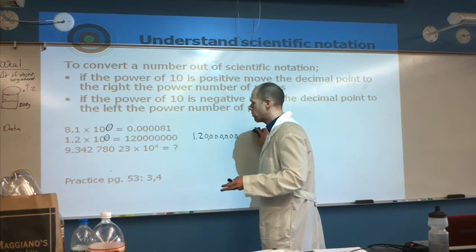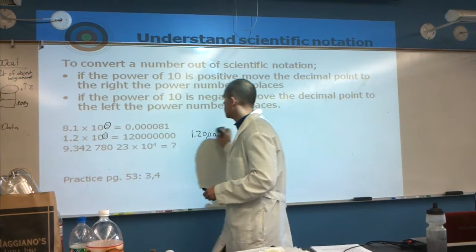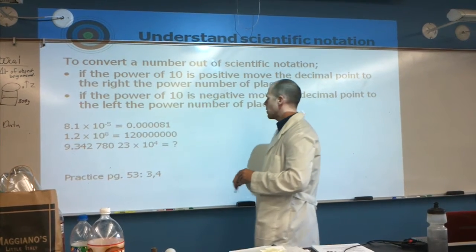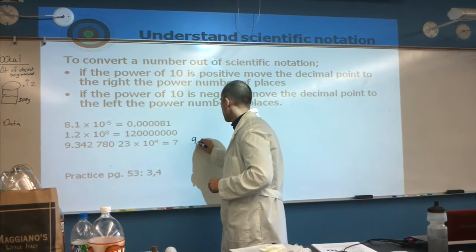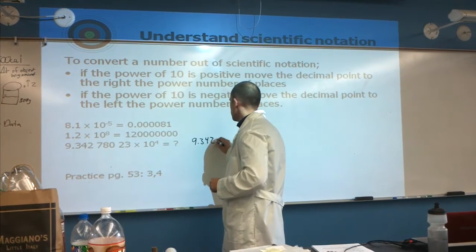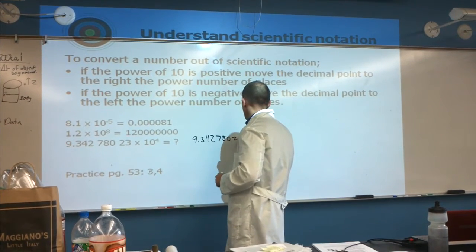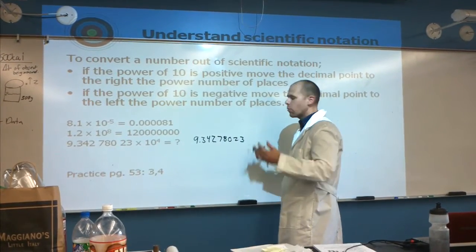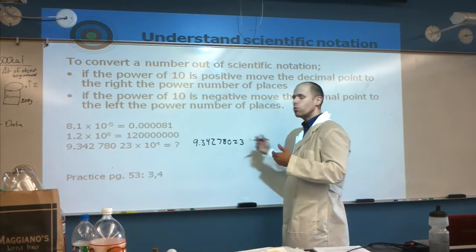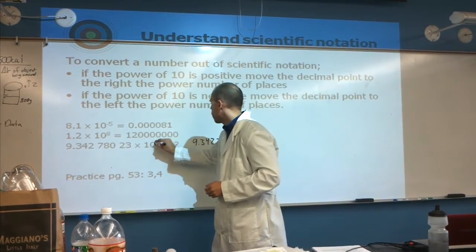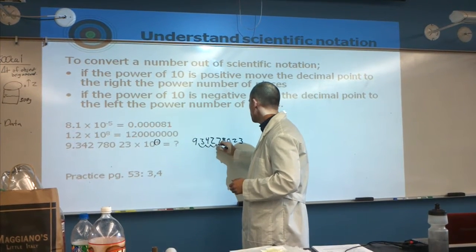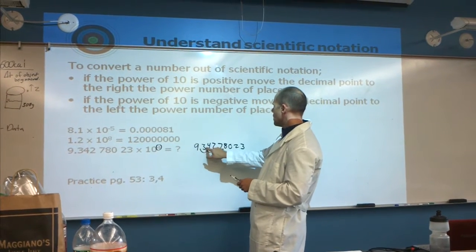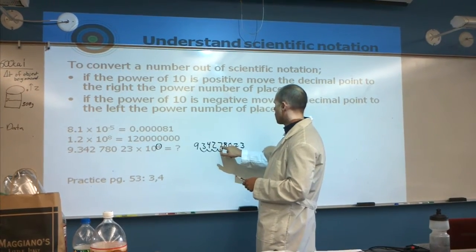9.3427823 times 10 to the 4th. We're actually making this number bigger. This time, we're going to start out with 9.3427823. We know it's 10 to the 4th power, making this number larger. The way to make this number larger is to move the decimal point to the right. We're going to move it to the right 4 places. 1, 2, 3, and 4. This makes this number 93,427.823.